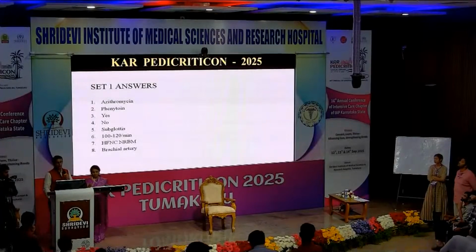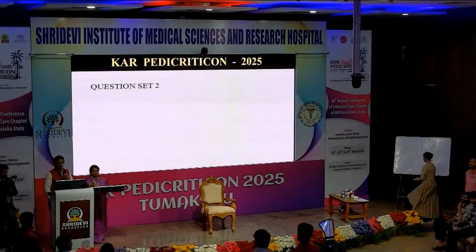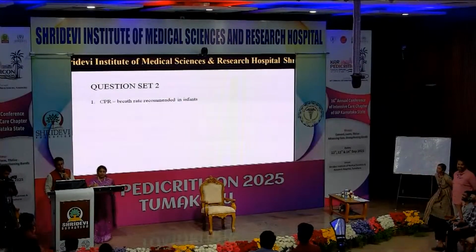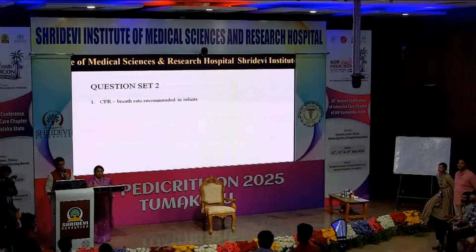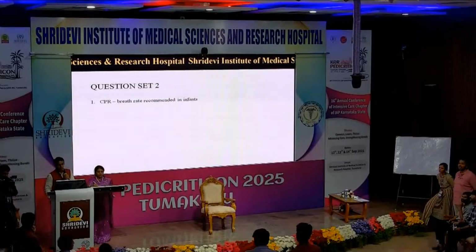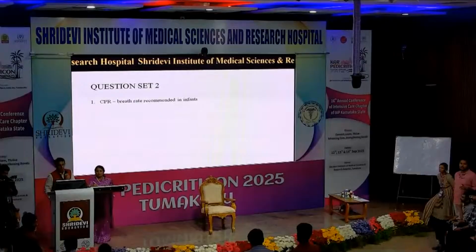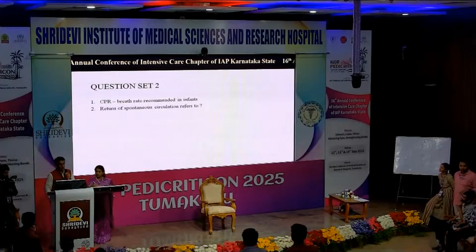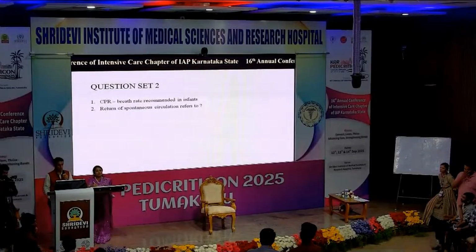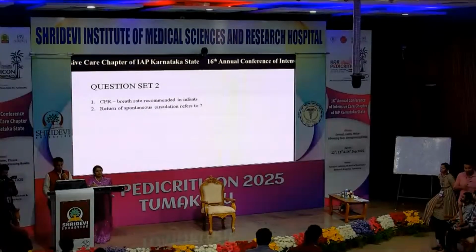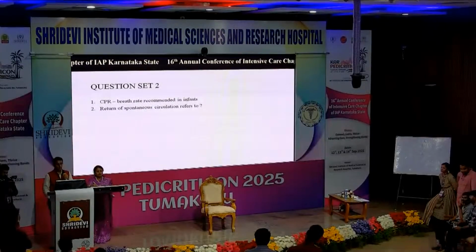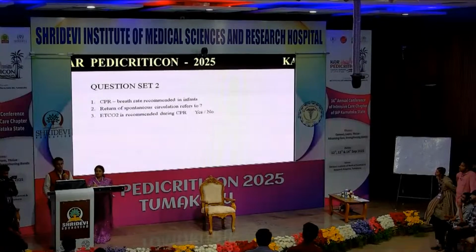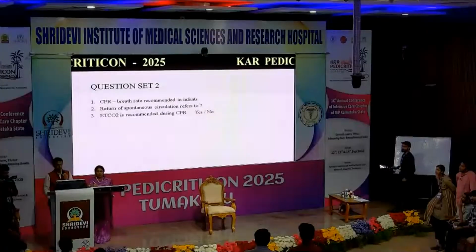Okay. Next, team B, ready? Your time starts now. CPR breath rate recommended in infants. 1:3. Sorry? It says breath rate 30. 30. Okay. Return of spontaneous circulation refers to heart rate more than 60. Okay. ETCO2 is recommended during CPR. Yes or no? Yes.